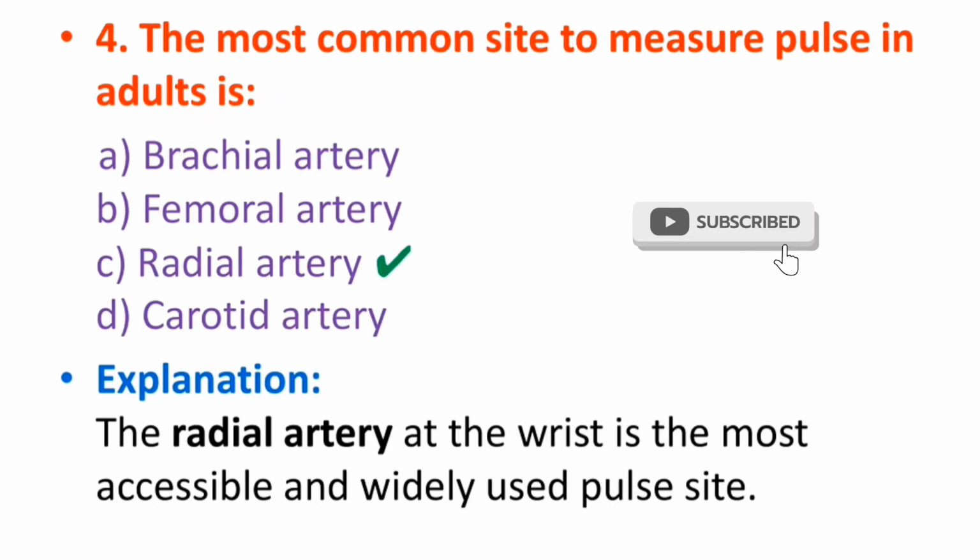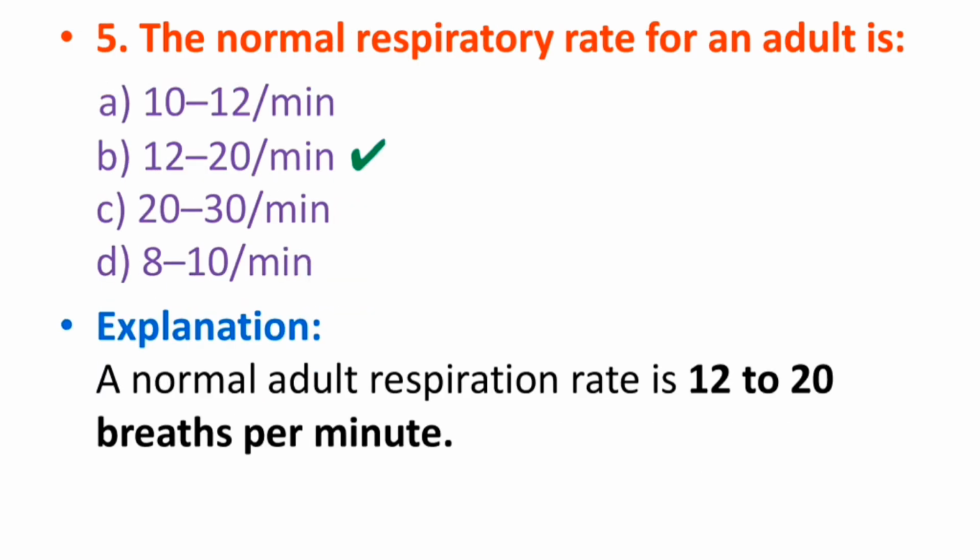The most common site to measure pulse in an adult is option A brachial artery, option B femoral artery, option C radial artery, option D carotid artery. The correct answer is option C, radial artery. The radial artery at the wrist is the most accessible and widely used site to measure pulse. Radial artery is the common site to measure pulse in adults.